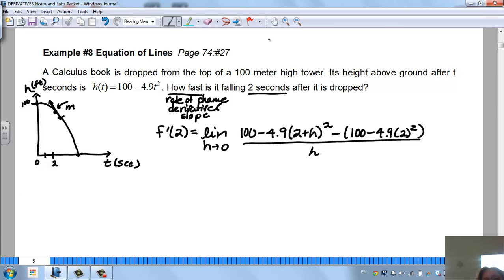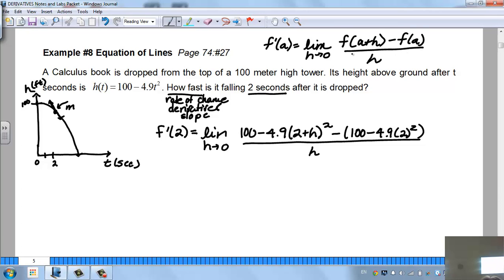And if you need a little refresher, remember that f prime of a is going to be the limit as h approaches 0 of f of a plus h, in this case a is 2, minus f of a all over h. So that's just a little refresher, and that's where this came from. I put the 2 plus h in that spot. Okay, so now let's continue on, and basically from here on it's algebra.